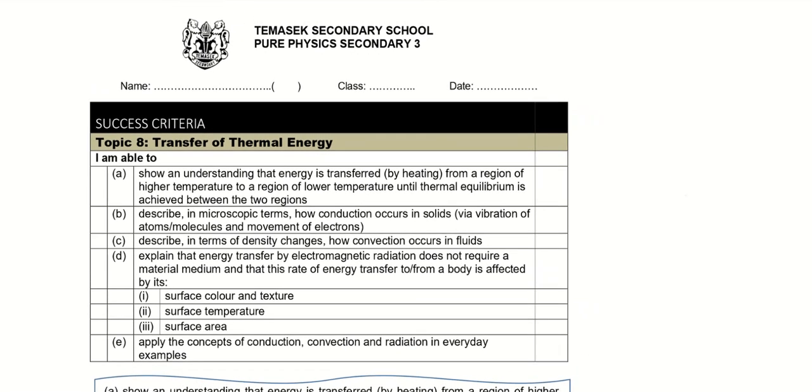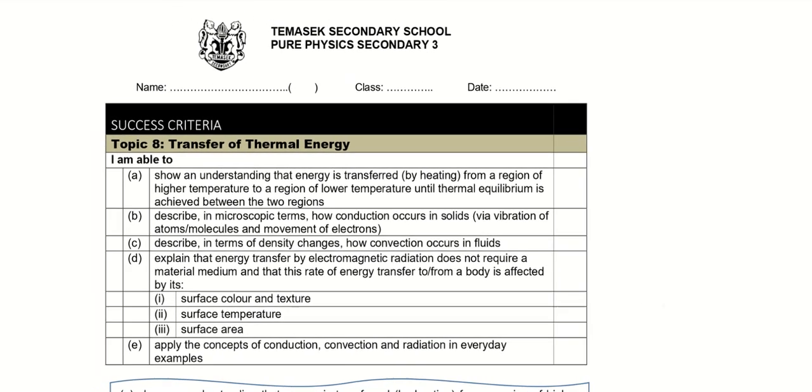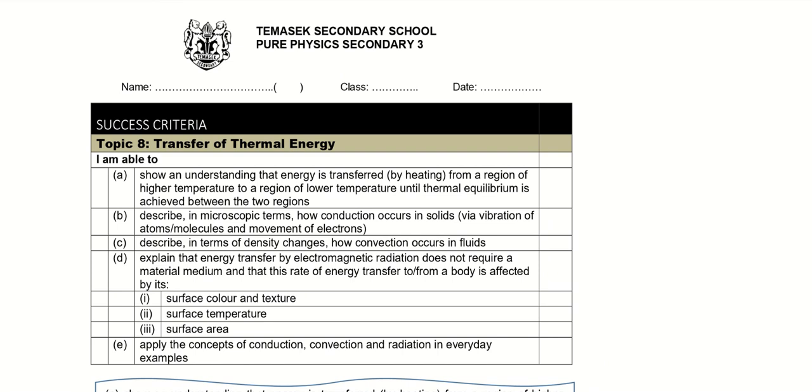Okay, so for this video, we'll be going through the transfer of thermal energy, or thermal processes. As you have done this in Sec 2 already, we'll just quickly go through some important concepts that you may have forgotten. For this chapter, there are only 5 success criteria, and basically it's talking about how thermal energy is being transferred. So we have conduction and convection, and lastly radiation.